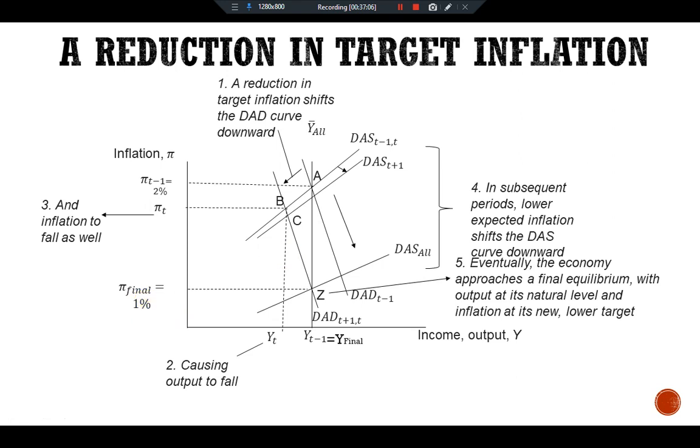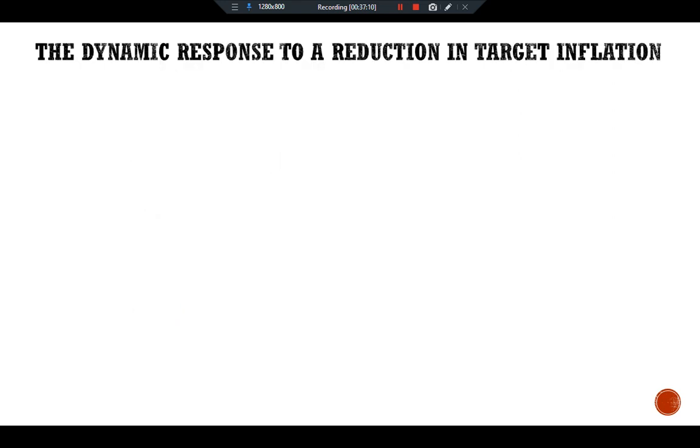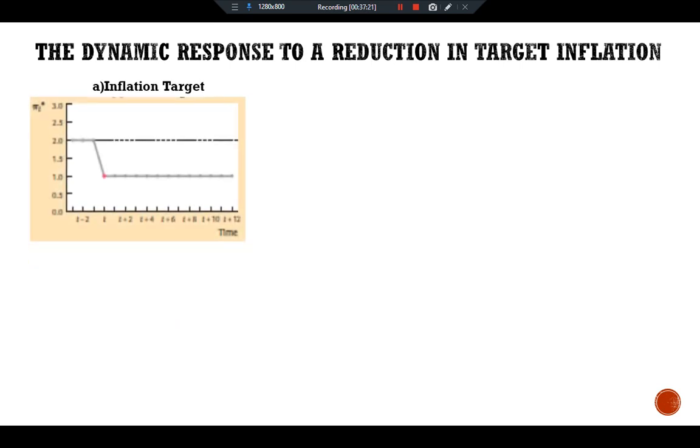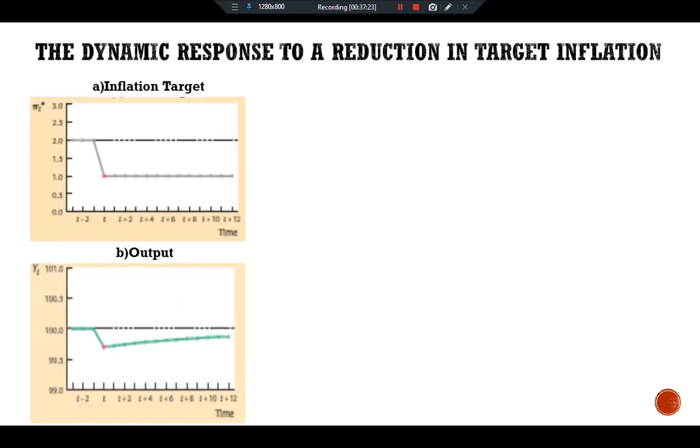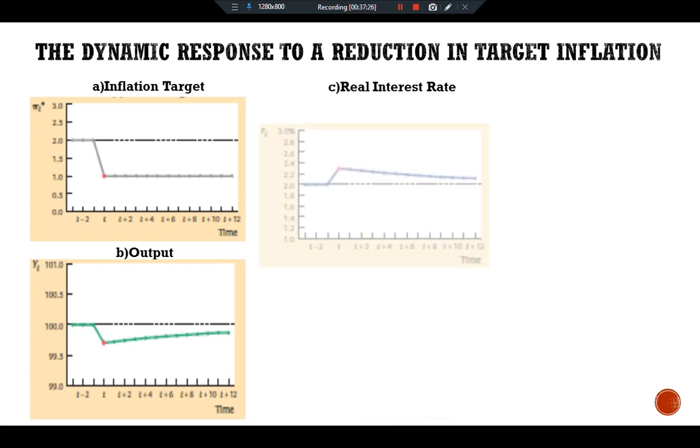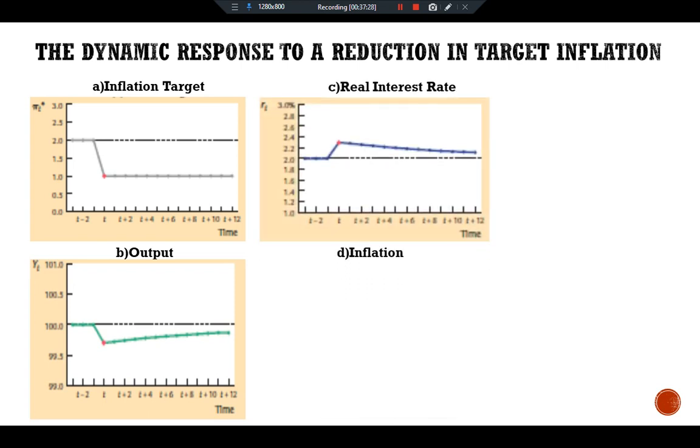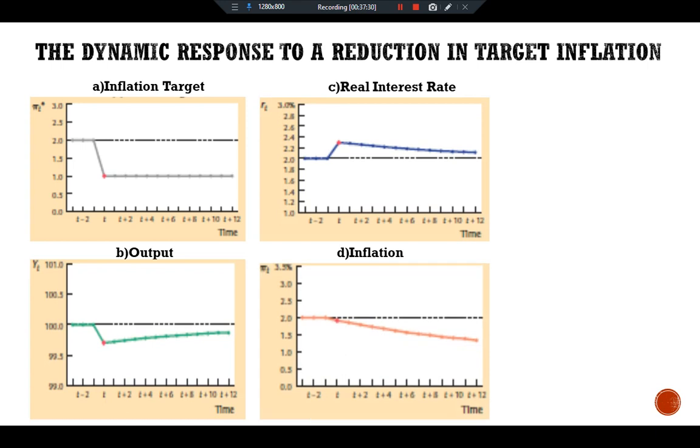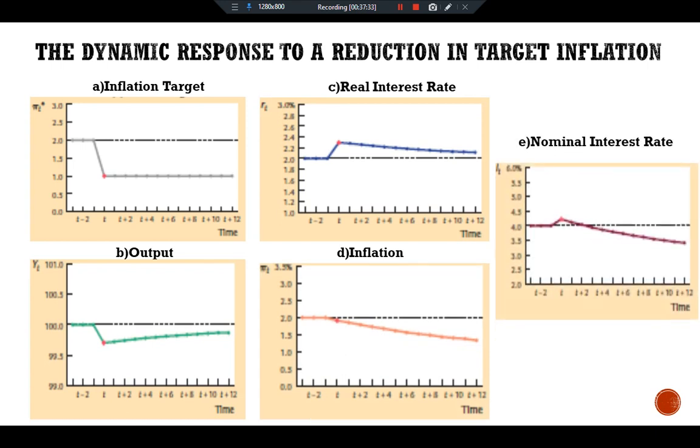Okay, let's see the dynamic response to the reduction in inflation with the graphical presentation. The dynamic response to a reduction in target inflation. We have the 5 panels here: inflation target, output, real interest rate, inflation, nominal interest rate. Okay, this shows the response of the variables over time to a reduction in target inflation.